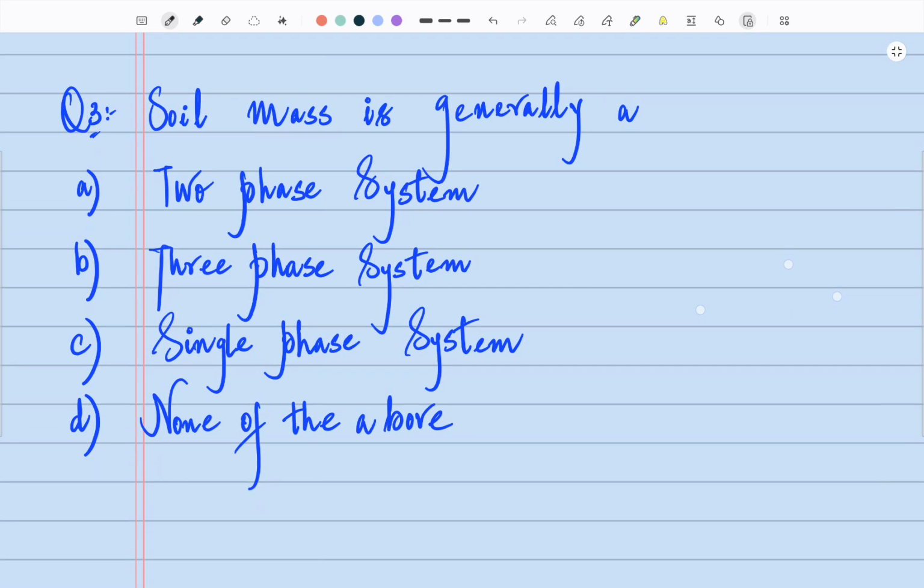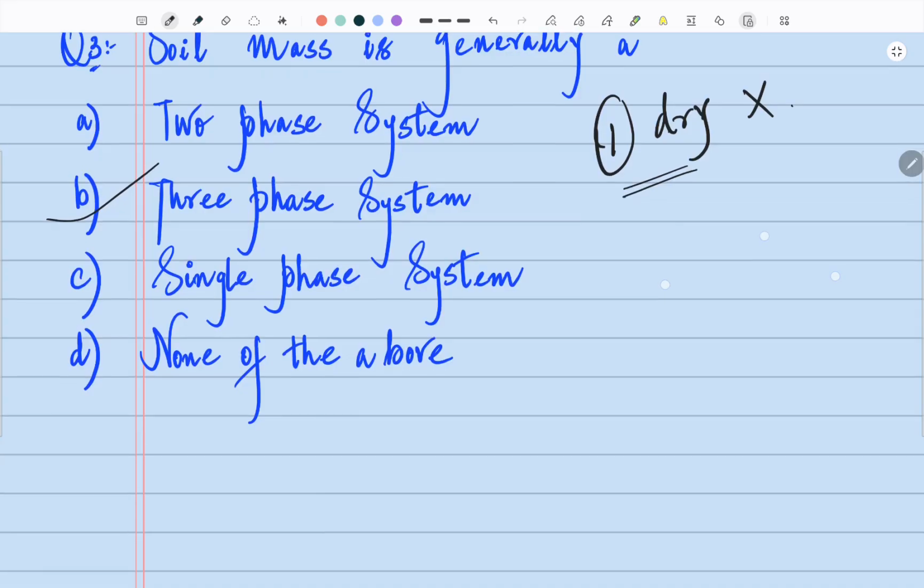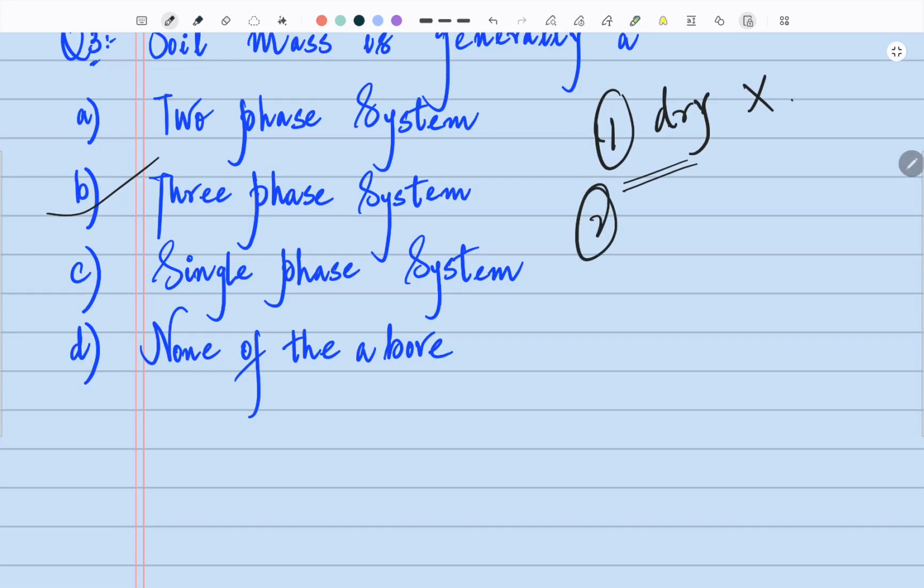Question number 3. As already discussed, soil mass is generally a two-phase system, three-phase system, single-phase system, or none of the above. Soil mass is generally a three-phase system, but under some special conditions, it becomes a two-phase system. The first one being when soil is completely dry, there is no water phase, there are only two phases, soil solids and the soil air. Voids are filled with air. And the second condition is when the soil is fully saturated, there is no air phase.